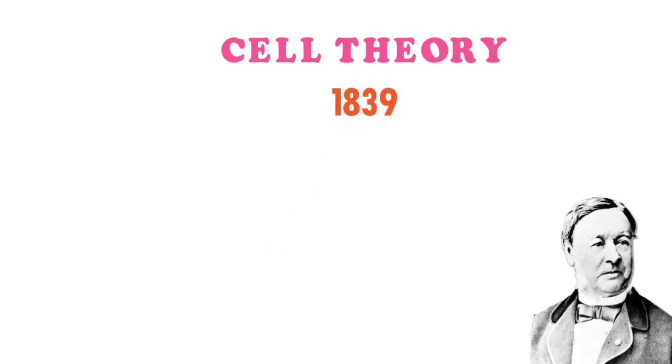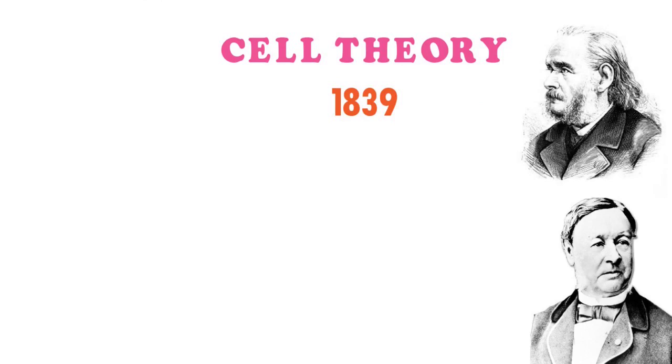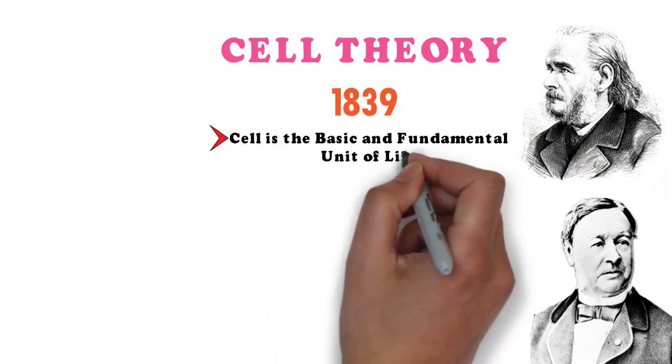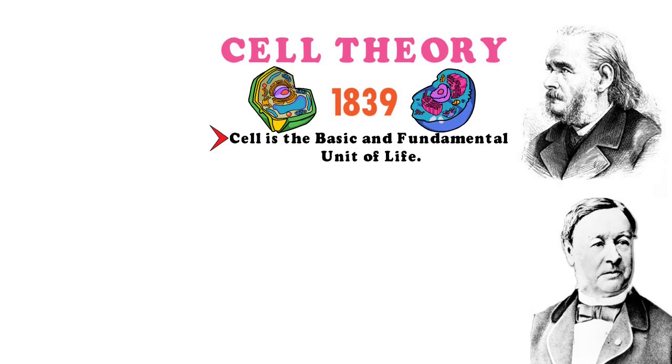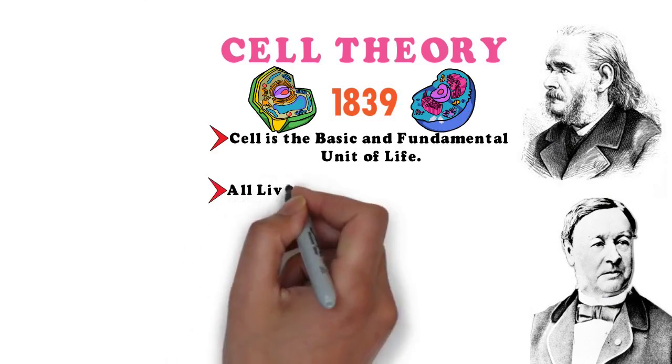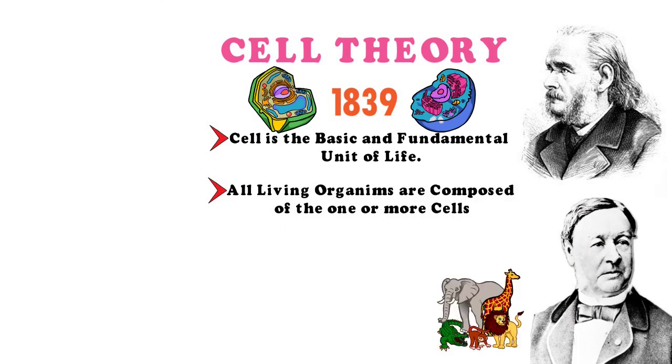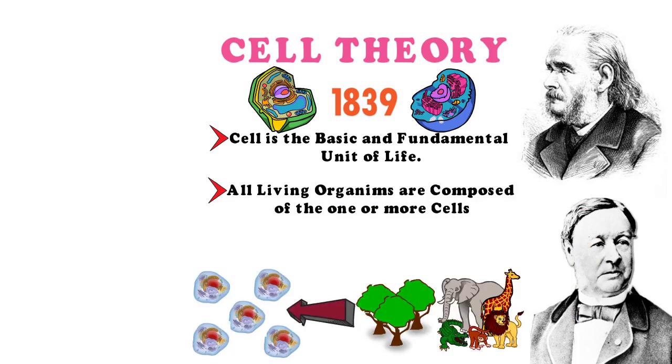Now, let's move on to talking about what the cell theory actually is. In 1839, Matthias Schleiden and Theodor Schwann together formulated the cell theory with two main points. The first point is that the cell is the most basic and fundamental unit of life. The second point is that all living organisms are composed of one or more cells, whether they are animals or plants.